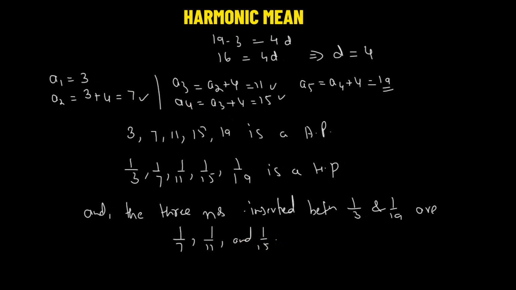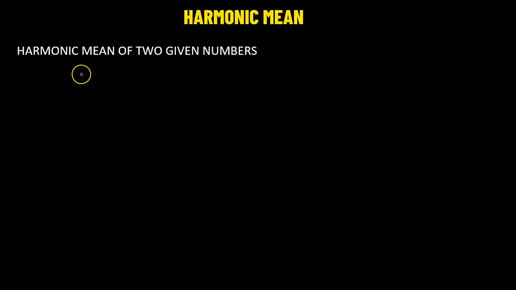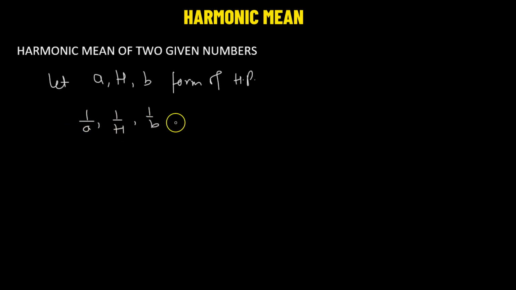Now let's talk about a special case where we discuss the harmonic mean of two given numbers. Let's consider A, H and B, and let these three numbers form a harmonic progression. If they form a harmonic progression, then immediately we can say that the reciprocals, 1 over A, 1 over H, 1 over B, form an arithmetic progression.